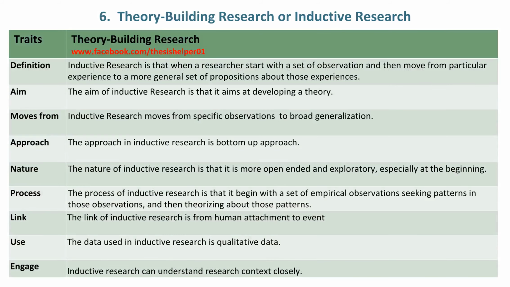Number 6 type of research is theory-building research, or inductive research. The definition of inductive research is that a researcher starts with a set of observations and then moves from particular experience to a more general set of propositions about those experiences. The aim of inductive research is developing a theory. Inductive research moves from specific observations to broad generalization. The approach in inductive research is a bottom-up approach.